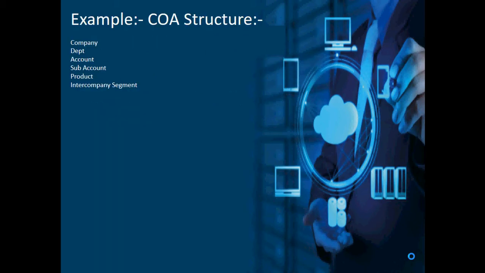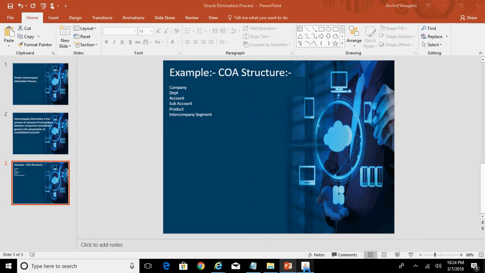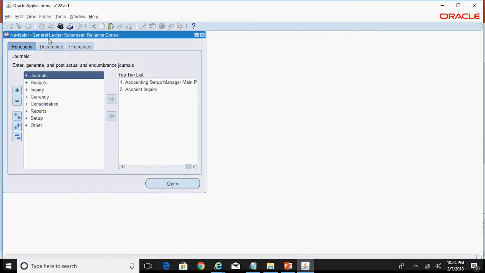We'll go with an example where I have one consolidated ledger where the chart of accounts structure is a six segment structure: company, department, account, sub account, product, and intercompany segment. This is the responsibility which I have: General Ledger Supervisor Reliance Console. Reliance is the group name, and this is the Reliance consolidated ledger.